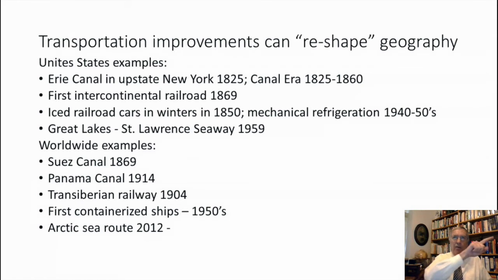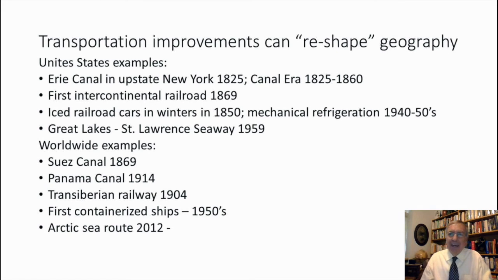That allowed Atlantic to Pacific and Pacific to Atlantic shipping back and forth. Even things like, this is not intended to be a complete list at all, but even things like iced railroad cars, refrigerated boxcars on trains. In the old days, they put ice on it, and you could ship meat short distances within states and so on.